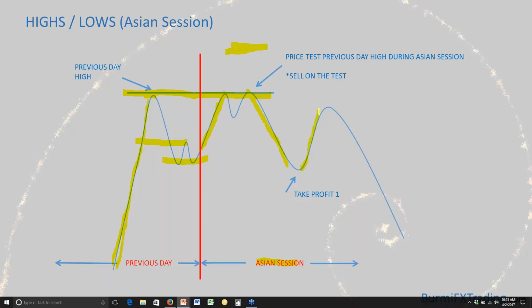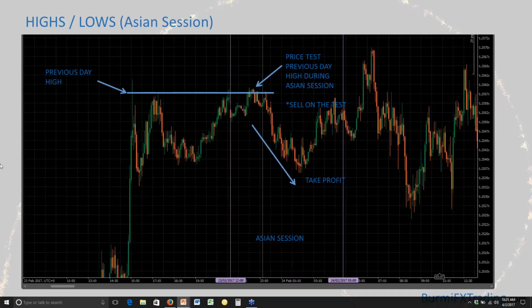Then we see another price spike to the previous day's high again, and then we see another price move to the downside to fill this open leg. If you're new to trading, anytime you see a price spike, most likely price is going to come back to the base of the spike to fill that. Let me show you that on a candlestick chart.